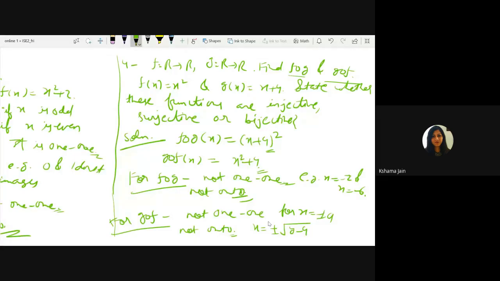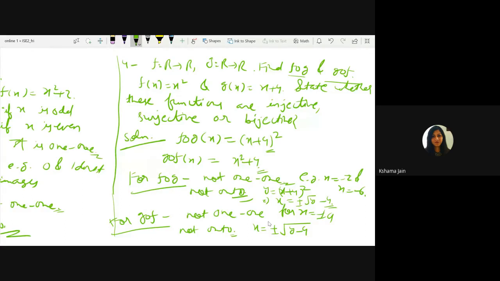Actually, we could say here also, sorry, the same thing applies. You were correct actually. If I take x plus 4 whole square, then x is equal to plus minus square root of y minus 4. Here also we could say for negative values of y. Correct, that is correct logic.